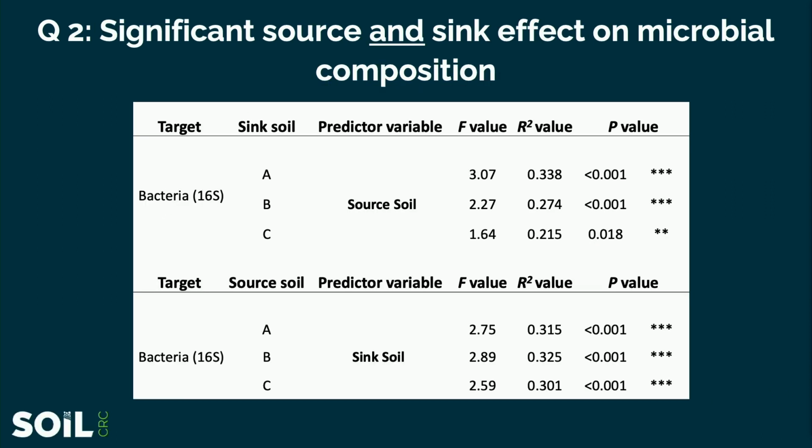Then I wanted to know whether there was an effect of sink and source soils on these compositions. If you look at the R-squared values, that's a sort of percentage of how much the composition can be explained by either the sink soil or the source soil. And so roughly between 20 and 35% can be explained, and pretty significantly as well.